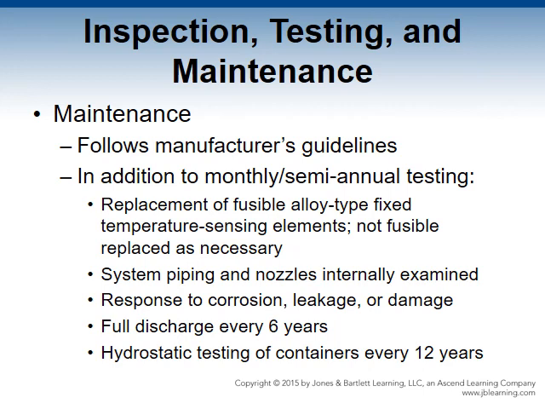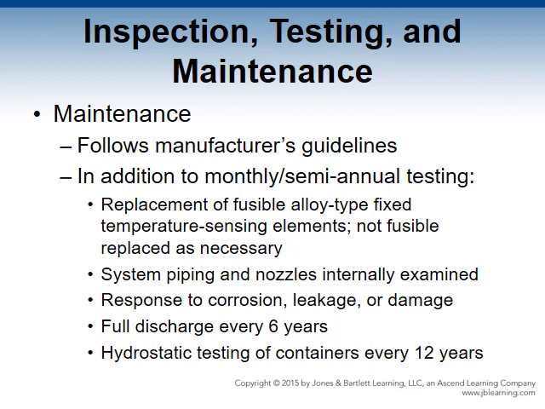Aside from the results of monthly and semi-annual testing, certain activities take place at prescribed intervals, such as fusible metal alloy type fixture temperature sensing elements should be replaced annually. If they are not fusible metal alloy type, they do not have to be replaced and can remain in service as long as they are inspected, cleaned, and replaced as necessary every 12 months. Some system piping and nozzles should be removed and internally examined for clogging. Other maintenance and component replacements take place when there are signs of corrosion, leakage, or system damage.